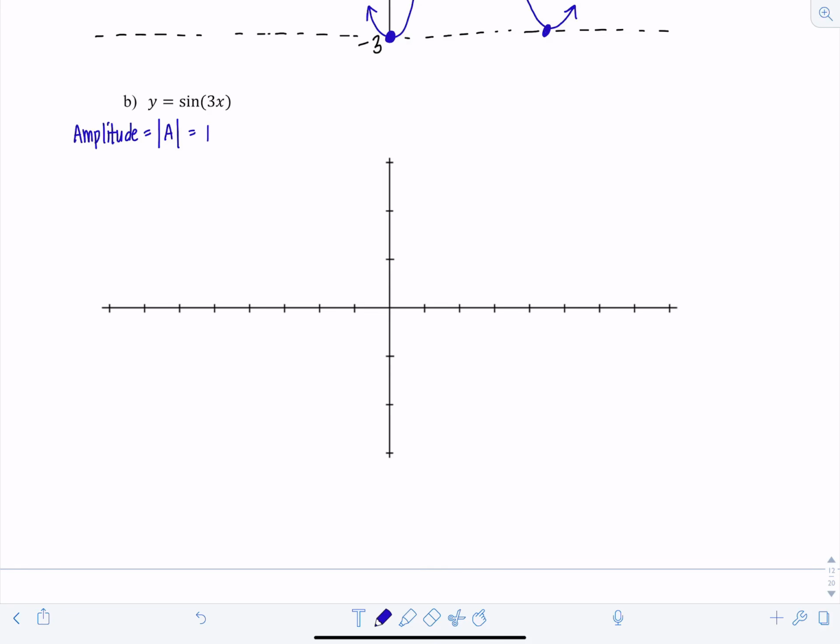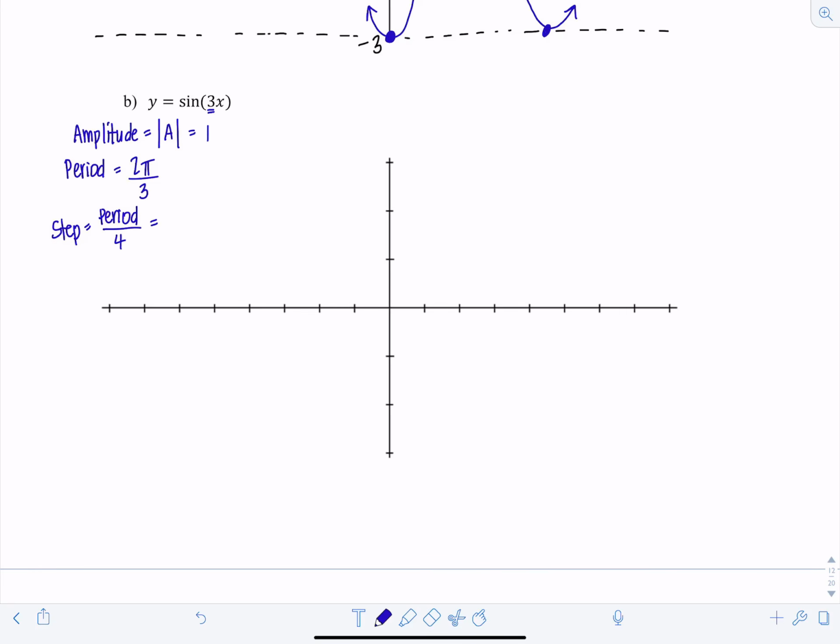Okay, now in this case, the period looks like it's been changed a little bit. So the period is 2 pi divided by the coefficient here on x, which is 3. So the period is 2 pi over 3, not 2 pi. That means this graph has been compressed. It's going to complete one cycle faster. Now for the step, you take the period and you divide by 4.